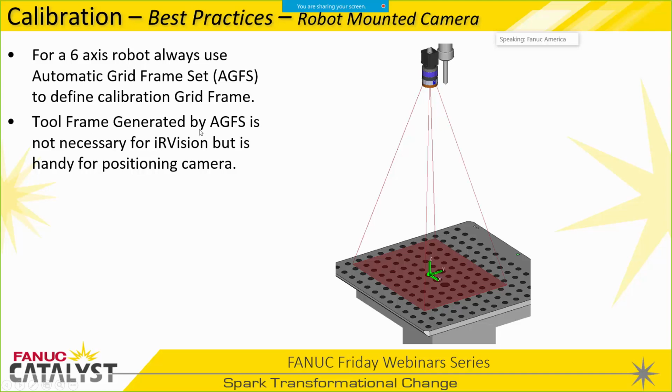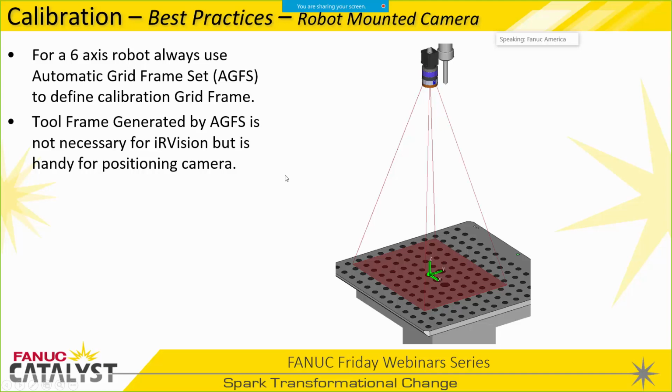Now, when you go through the automatic grid frame set, it both defines the user frame for the calibration grid, but it also spits out a tool frame for the camera, where the Z value is basically based on the start point that you teach that initial start point at. And then the orientation of that tool frame is what you see here, with Z pointing back at the camera and then X and Y aligned with the grid.